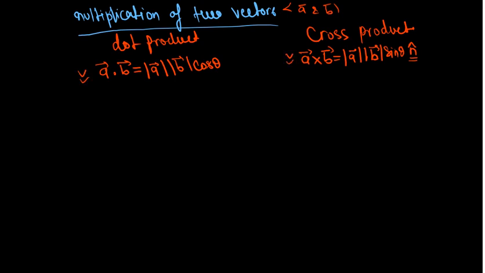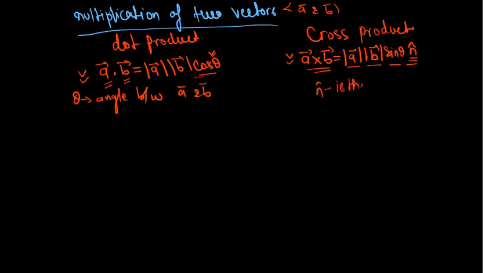Whenever you make a dot product, we take the magnitude of a vector, the magnitude of b vector, and cos theta of the angle, where theta is the angle between a vector and b vector. We are not using any n cap. But in case of a cross b, we take a vector modulus, b vector modulus, sine theta n cap. So what is this n cap actually? n cap is the unit vector. Actually it is a direction, it is a unit vector. Why unit vector?